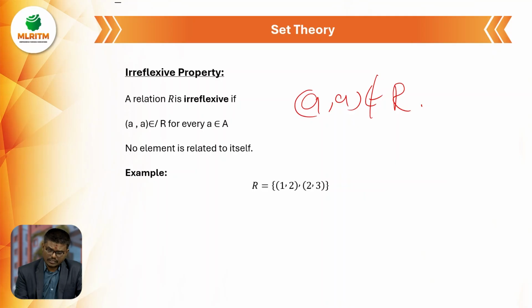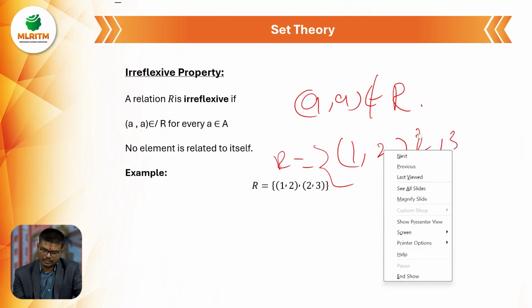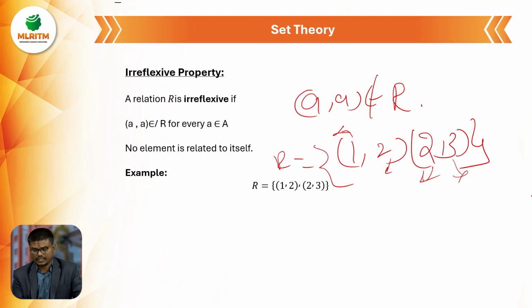So here, in the pairs, for example, R equals (1,2) and (2,3). Here the first element is from the first set, and in the given relation the second element is from the second set. In the second pair, 2 is from the first set and 3 is from the second set. Here, what is the condition in the reflexive property?